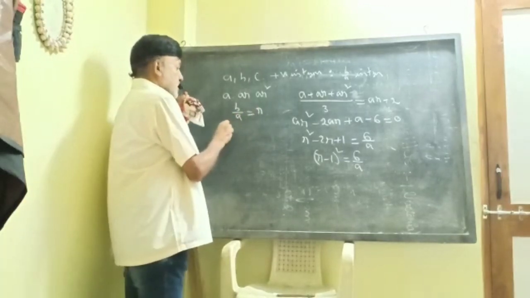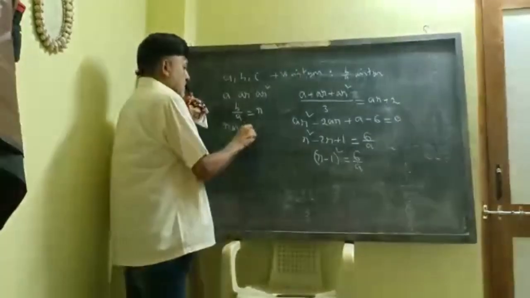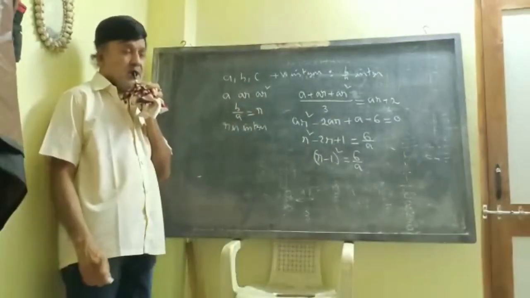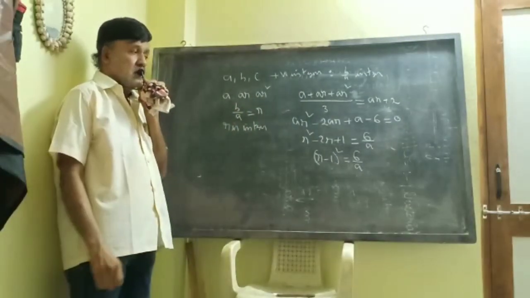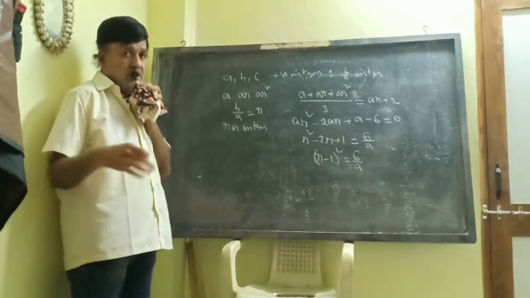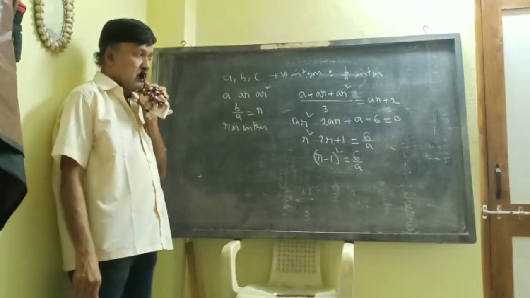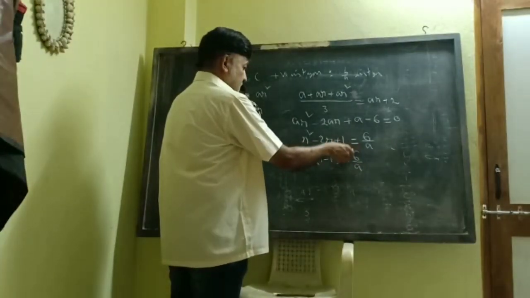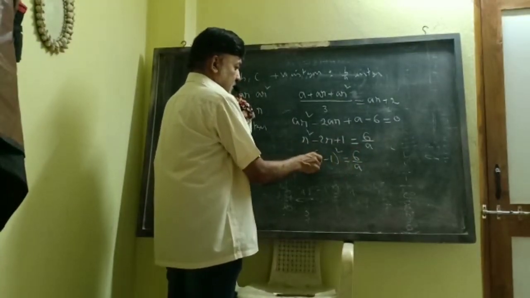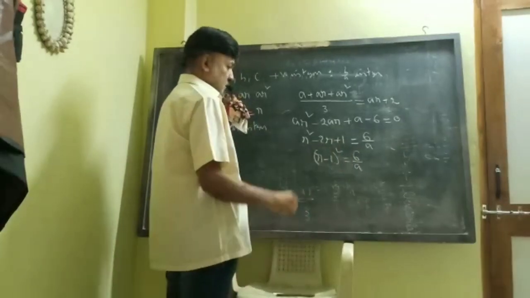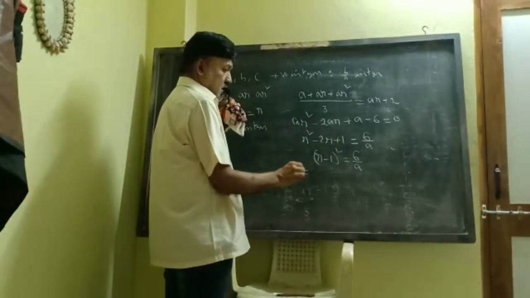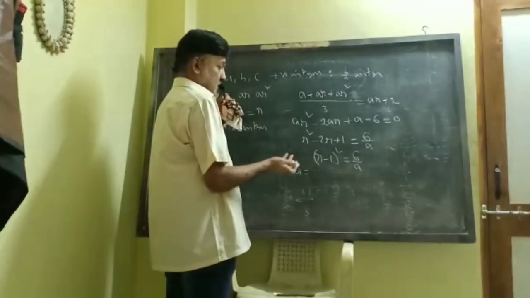Your R is an integer, because B by A is an integer. See, when R is an integer, R minus 1 whole square must be an integer, and this should be what? A perfect square. Then only you will get R as an integer. So what are the possible values of A? A cannot be 1 because A is a positive integer.